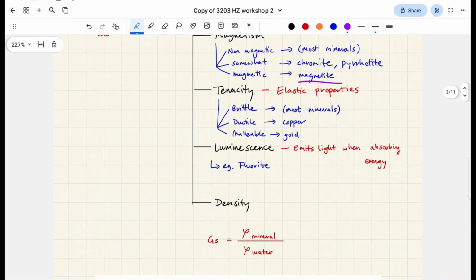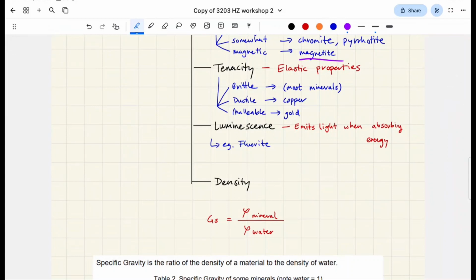Tenacity, elastic properties. You've heard of brittle, ductile. Malleable is basically, I'll tell you the difference between ductile and malleable. The definition of a ductile material is how easily it's drawn into a wire. So copper is easily turned into a wire. But malleable means you can bang it around with a hammer and reshape it easily. So that's what gold is, right? Yes, subtle but different.